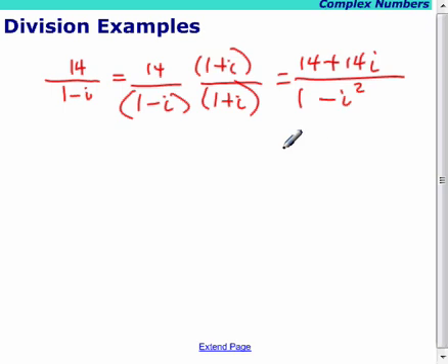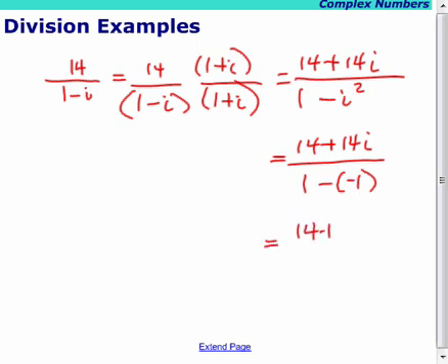So on the bottom I just have minus i times i, which is minus i squared. On the top I have 14 plus 14i. On the bottom, i squared is the same thing as negative 1, and 1 plus 1 is 2. So in this case I get 14 plus 14i all over 2. Oh, I can simplify further. 2 will go into both of those, so I have 7 plus 7i. That would be the final simplification of the first one.